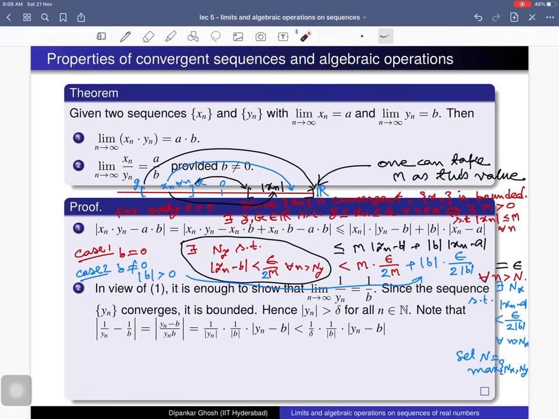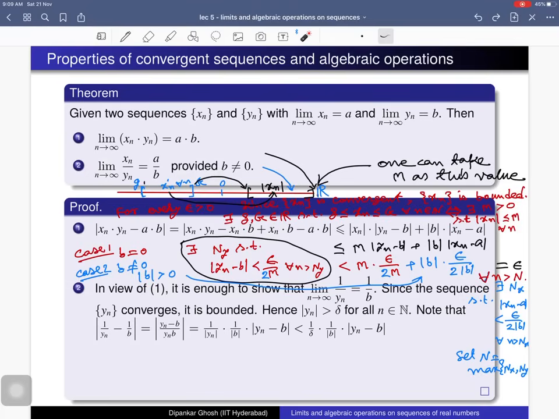What is n? It is the maximum of nx and ny. There exists nx because the limit of xn is a, so for this particular quantity there exists some natural number such that this distance is less than that particular quantity beyond this natural number. And for this particular quantity there should be some natural number such that this distance is less than epsilon by 2m for all n greater than ny. So all together we are getting that this distance is less than epsilon beyond a certain stage, and therefore the limit of this thing is a times b.